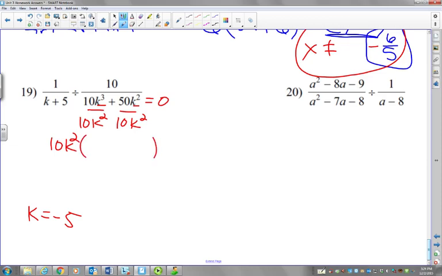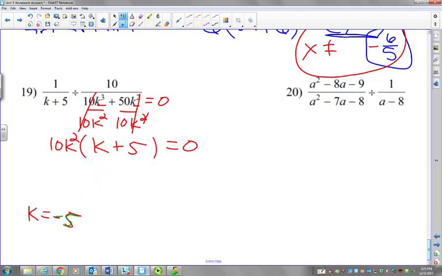Okay, so 10 divided by 10 is just 1. Then there's 3 k's on top and 2 on the bottom, so canceling out 2 of the k's will leave us with a k. Then 50 divided by 10 is just 5, and the k squareds cancel. So that's what 10k cubed plus 50k squared factors into. We set them both equal to 0. Again, negative 5 will make it 0, so we don't want negative 5. So there we go right there.